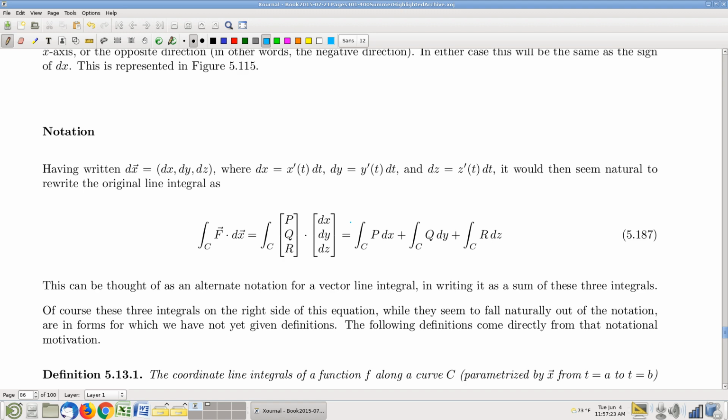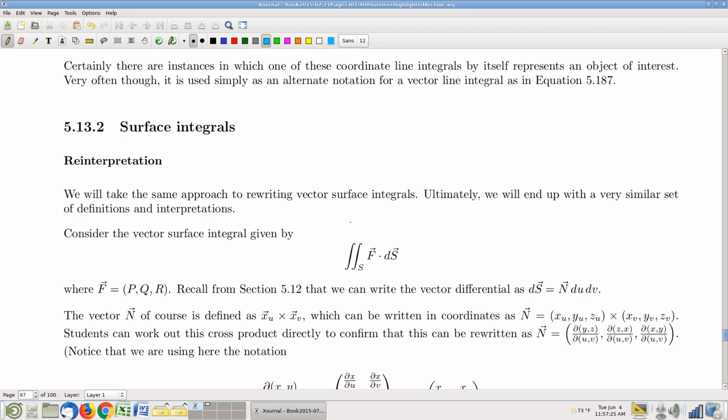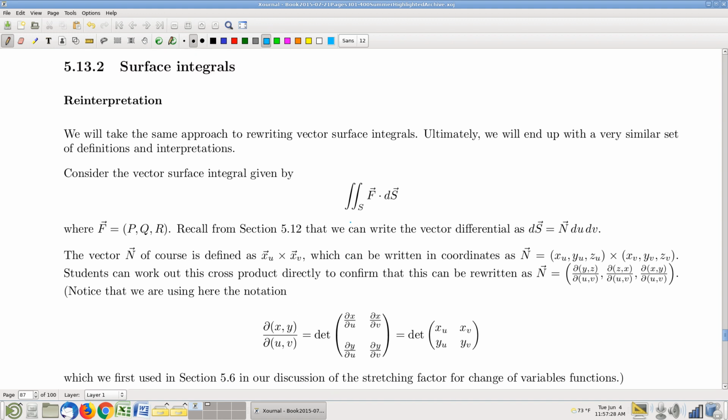And it turns out that everything that we've done here, we can do an analogous thing with surface integrals. So here we go. Here is our vector surface integral, F dot dS. Let's talk about the dS vector instead of the dx vector. Well, it's N du dv. And as we did previously, let's now just write this out in coordinates. We've just written it as x_u cross x_v. Very compact, very convenient. But if you want to crank this out in coordinates, okay, well, here we go.